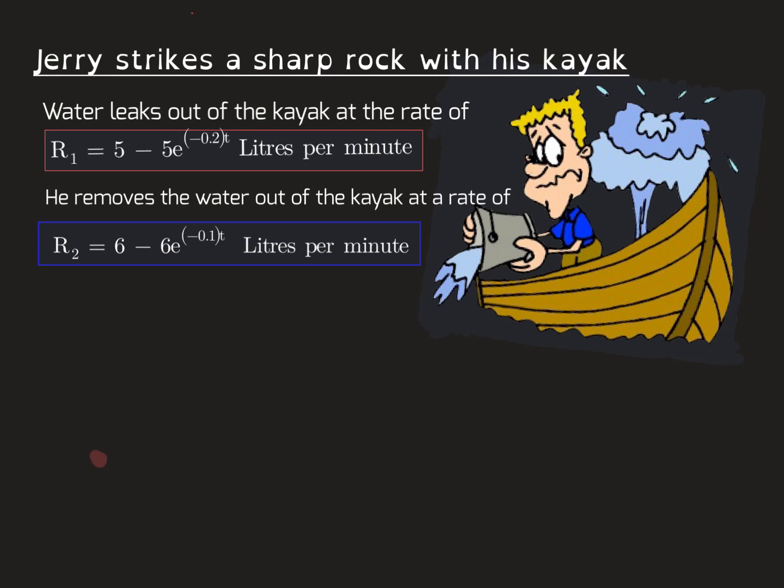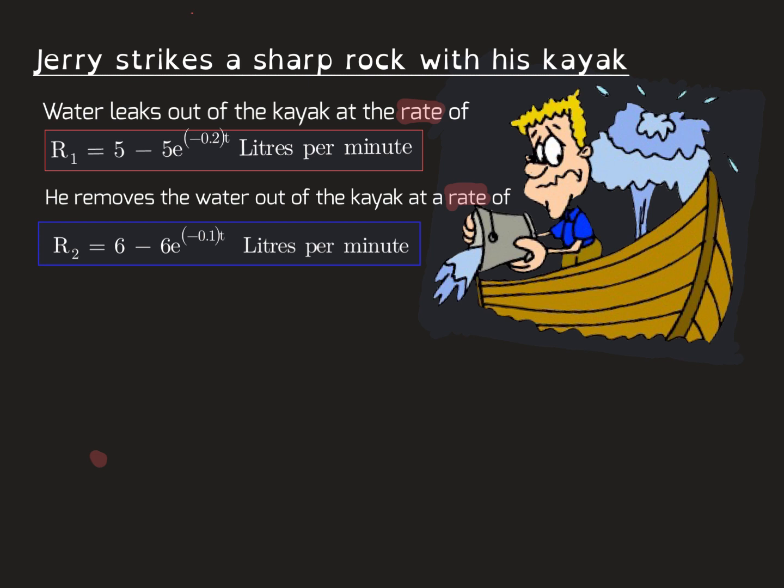Poor Jerry has been in an unfortunate accident with his kayak. The equation for the water leaking out of the kayak is given as a rate, and the removal of the water from the kayak is also given as a rate. So if we wanted to know what's the rate of the water leaking out after 2 minutes, we'll use our first equation.